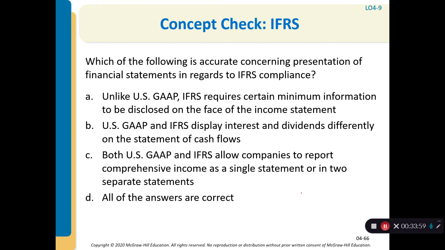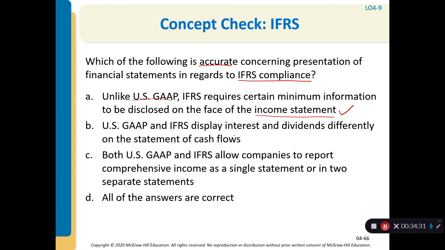Okay, so let's look at this multiple choice. Which of the following is accurate concerning the presentation of financial statements in regard to IFRS compliance? A. Unlike US GAAP, IFRS requires minimum information to be disclosed on the face of the income statement. That's true. They have a specific requirement that you must disclose revenue, expenses, major categories of revenue and expenses, and gains and losses. US GAAP does not have the minimum requirement.